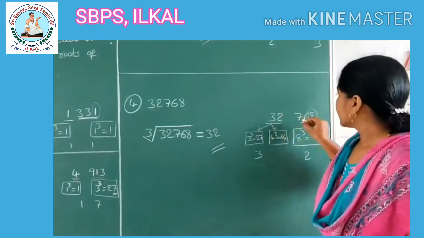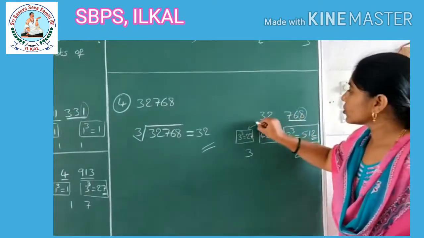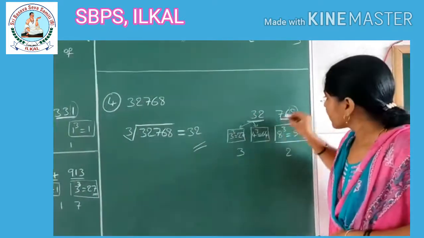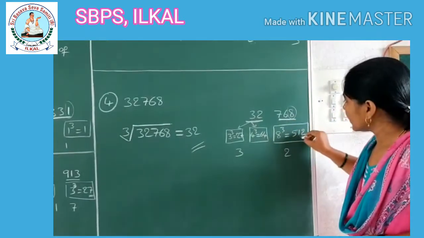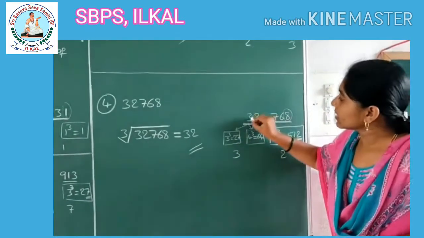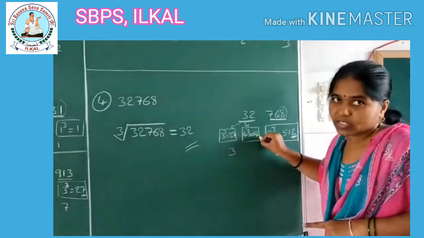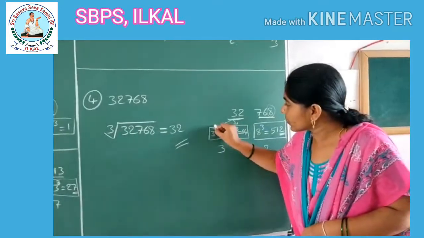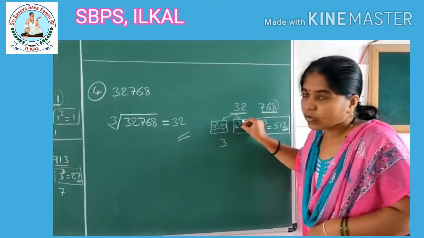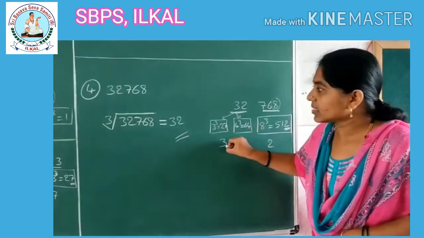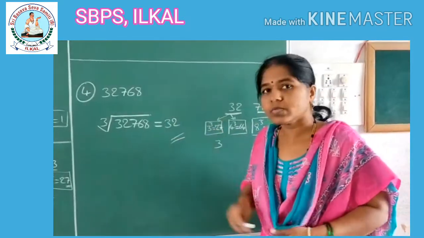32,768. Last 3 digits separate and these 2 digits separate. Here 8 cube is 512. Here 1's digit is 2. 32 lies between 27 and 64. 27 is cube of 3. 64 is cube of 4. Then here the smaller one is 3. This answer is 32. Thank you.